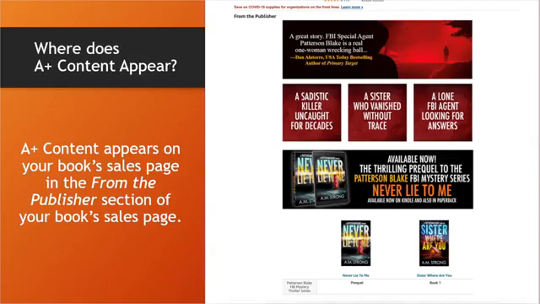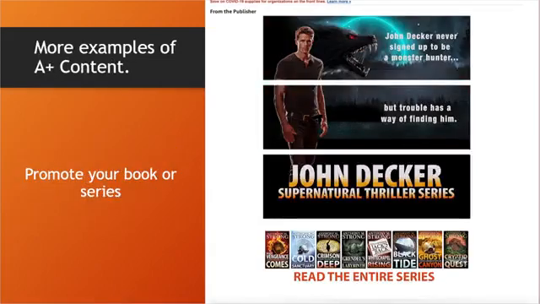So it appears below the main area on your page, below your product description in the From the Publisher section. If you scroll down the page, you'll see it there. On phones, it actually appears in a different place, or at least it did last time I looked. It appeared above your description of your book, so just keep that in mind. It appears in different places on different devices. And I've got some examples of A+ content. I did have more, but I cut some out because I didn't think we'd have time.